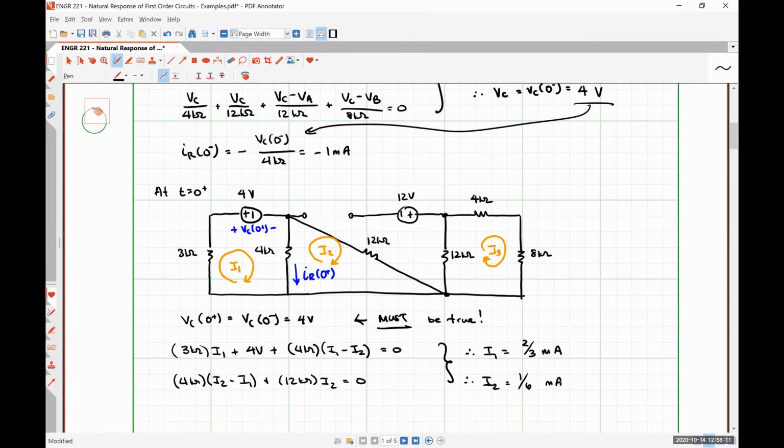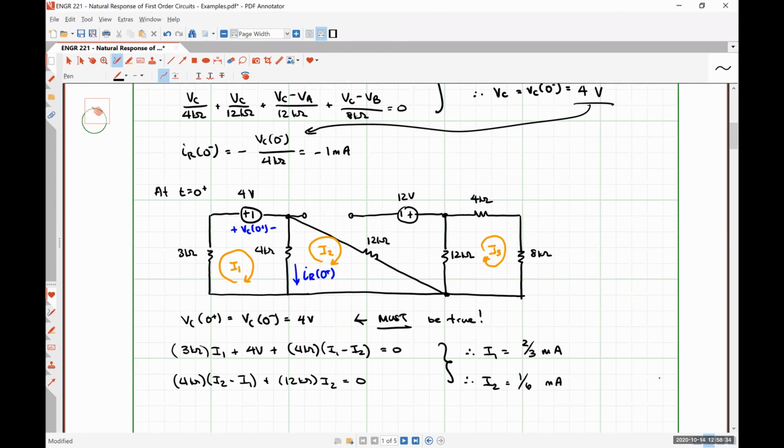Anybody else get something similar? 2/3 of a milliamp being 0.000666, repeating. And 1/6 of a milliamp being 0.00016, and then the 6 repeats. All right, so we've got a couple of people verifying that that's correct.